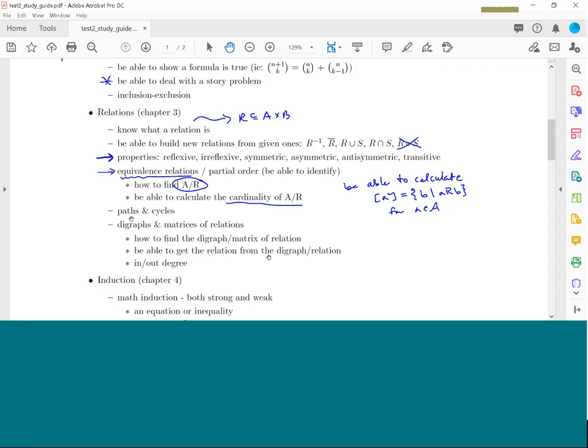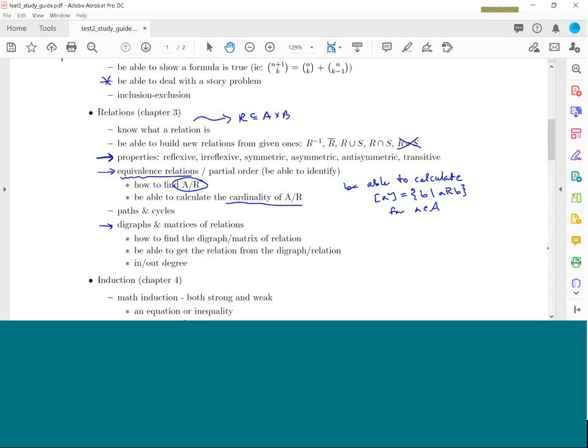Make sure you can find a path or a cycle. One of the things that I'll often do is say, hey, here's a digraph representation of a matrix. Go find a path of length 2. If it's in a Canvas format, it's more of a multiple choice question. It'd be something like, which of the following are a path of length 2 in this particular relation? Also make sure that you can calculate the digraph of a relation or the matrix associated with the relation.